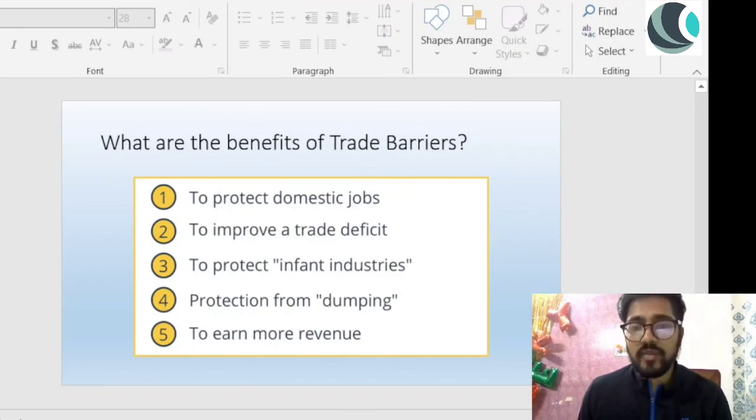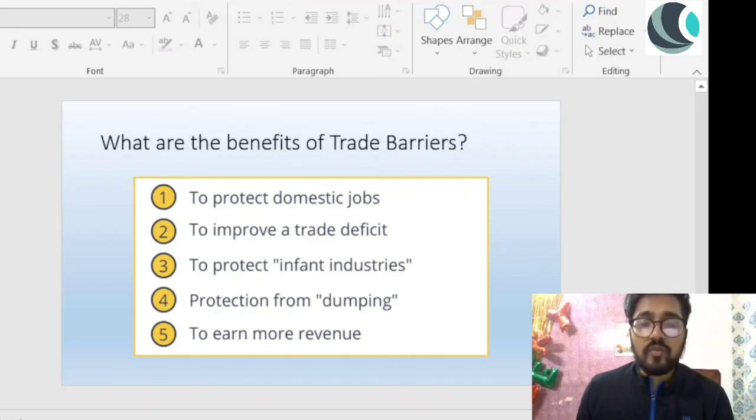Next thing is protection from dumping. As I gave you the example of China, what they do is sell their products at less than what they usually sell for in China. Let's say they are selling a Xiaomi phone. They sell it at a lower price than what they usually do in China. So that phone might cost 20,000 in China, but it will cost 15,000 rupees in India. That's basically dumping. But to make it fair, the government increases the barriers, the trade barrier, and the tax, the duty they impose on it. So to make it fair, right?